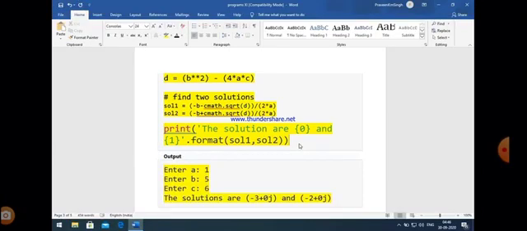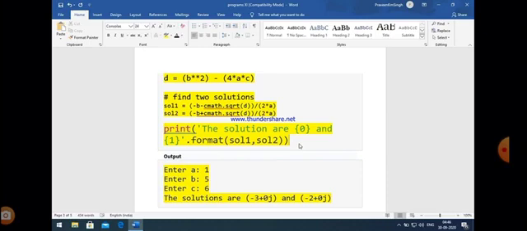minus B minus under root B square minus 4AC upon 2A. So B square minus 4AC upon 2A, actually we give it a value as a D, because it is common to both these roots. Now we just apply the formula. So SOL1, meaning solution 1, is equal to minus B.